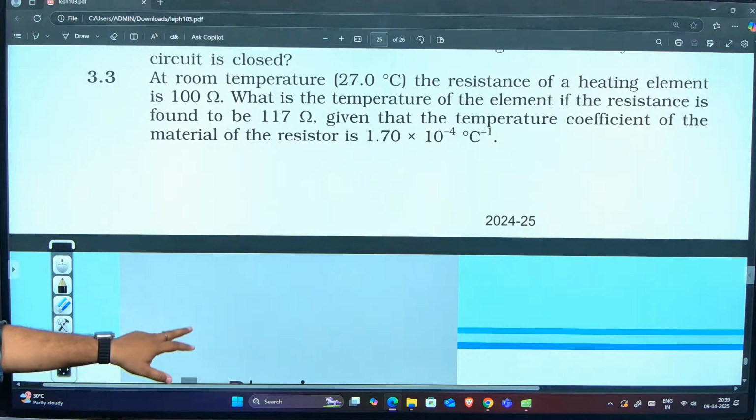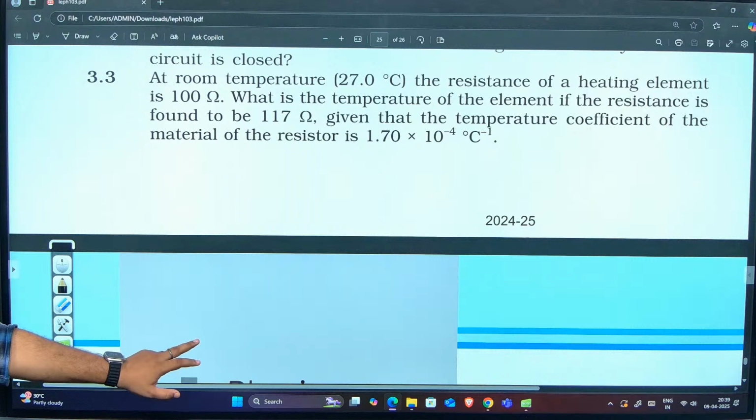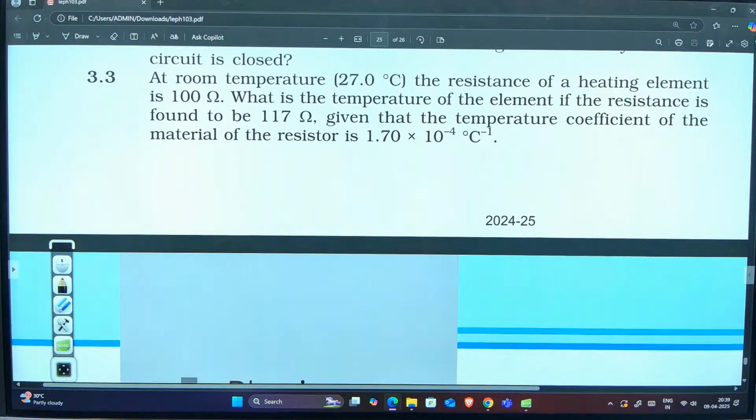It's correct. Good. I think everybody has seen the question. No, you're writing the question, man. Just write the given data from the question. Why are you wasting time?